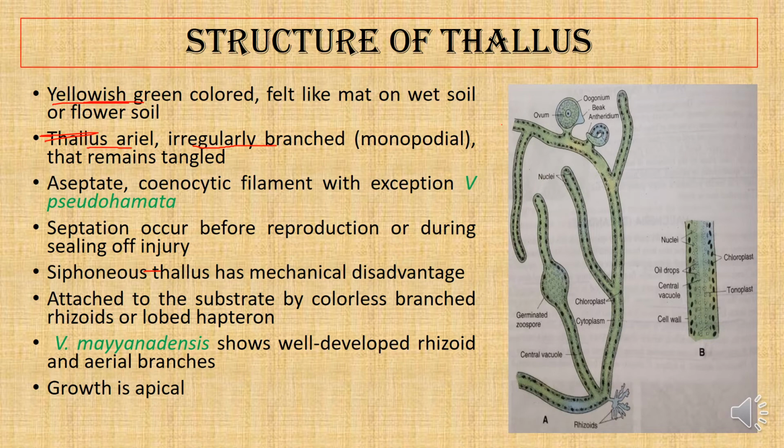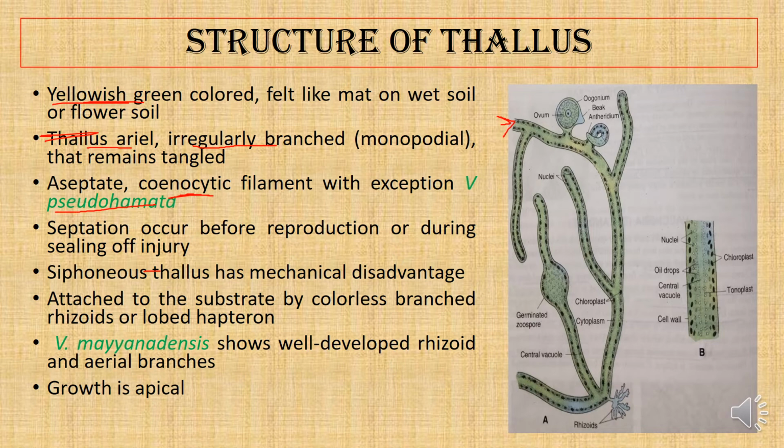Here we see this diagram, the thallus is siphonaceous, and it is branched, and we do not see any septation. So it is aseptate coenocytic, which means that the thallus will have multiple nuclei and it is acellular, that is, it will not contain septations. The exception is Vaucheria pseudohamata, in which regular septations are found. Otherwise, other species of Vaucheria do not have septation.